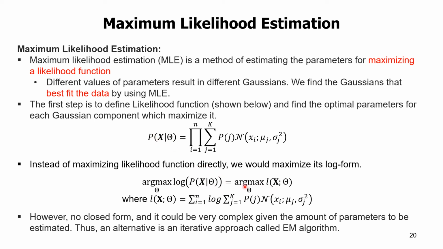So argmax over theta of this one is this. This one is the log form of this one. As you can see, this multiplication is now addition. The rest is the same. So finally, the goal of the EM algorithm is to find the theta parameter which maximizes this form.